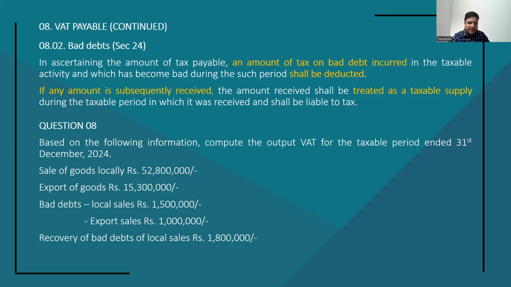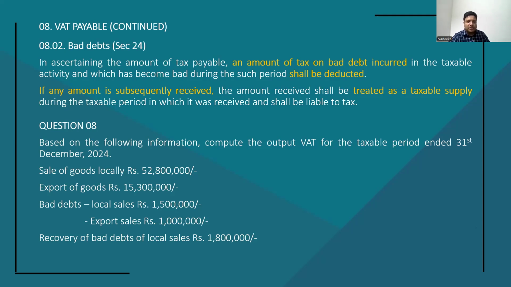Question number 8, based on the following information, compute the output VAT for the taxable period ended 31st December 2024. Sale of goods locally, 52.8 million. Export of goods, 15.3 million. Bad debts, local sales, 1.5 million. Export sales, 1 million. Recovery of bad debts of local sales, 1.8 million. So we need to compute the output tax.